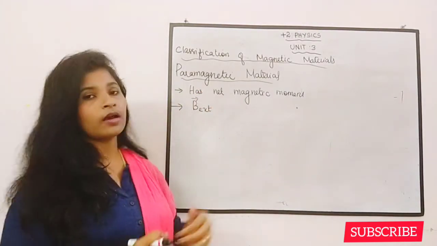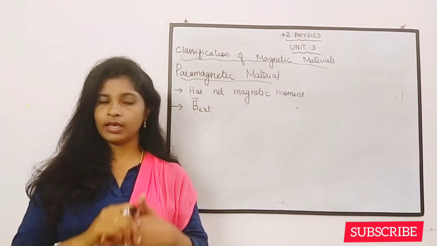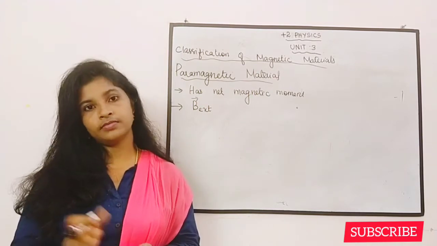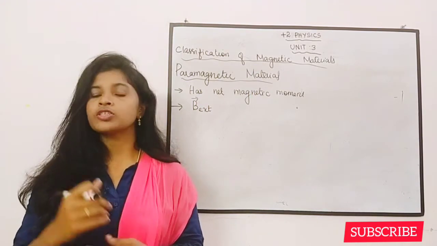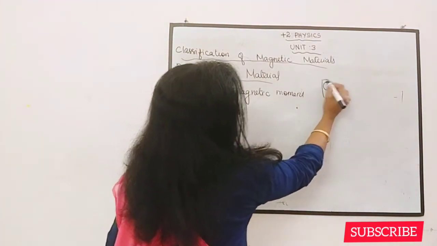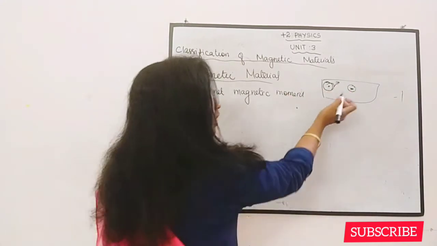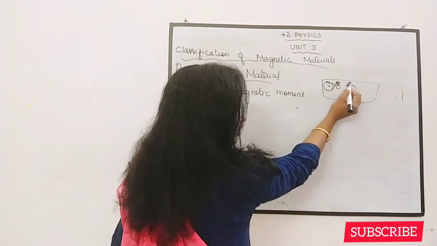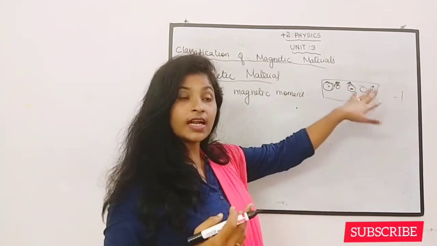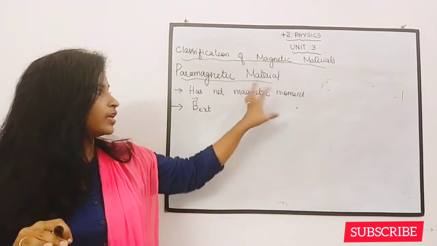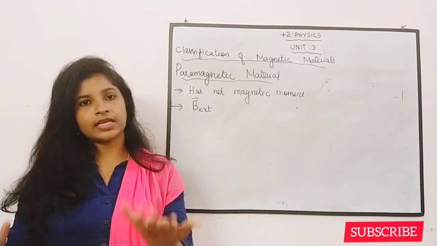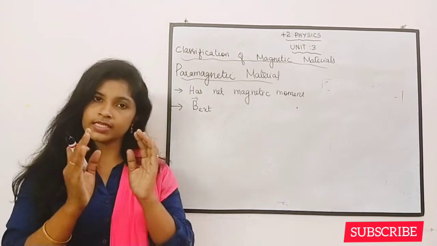So what happens in paramagnetic material? Before applying the magnetic field, the paramagnetic material will have a net magnetic moment. For diamagnetic material I said there is no net magnetic moment. Here there is a net magnetic moment. In some atoms the moment may be cancelled, but in others it will be there. The moments do not cancel in the same way everywhere, so there is a net magnetic dipole moment. This is the first point.